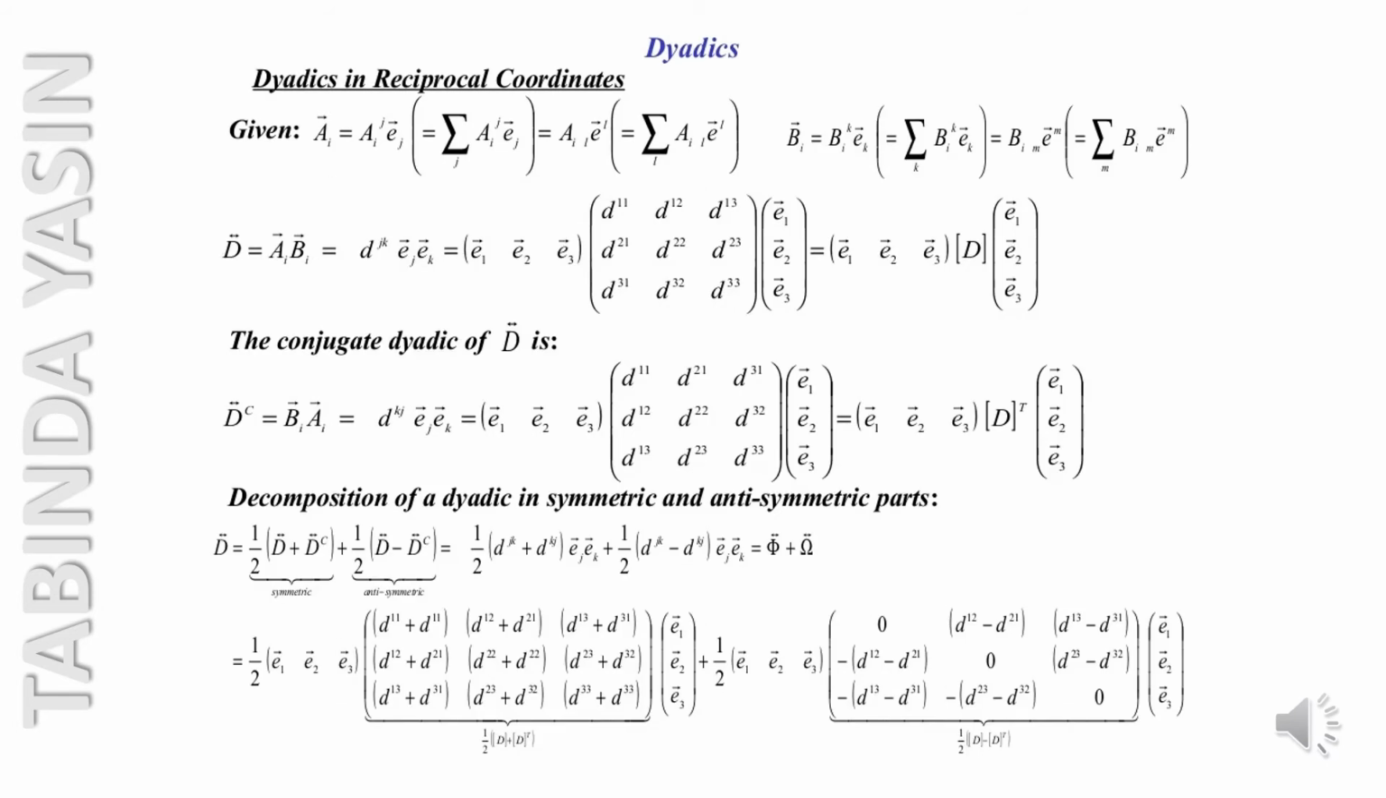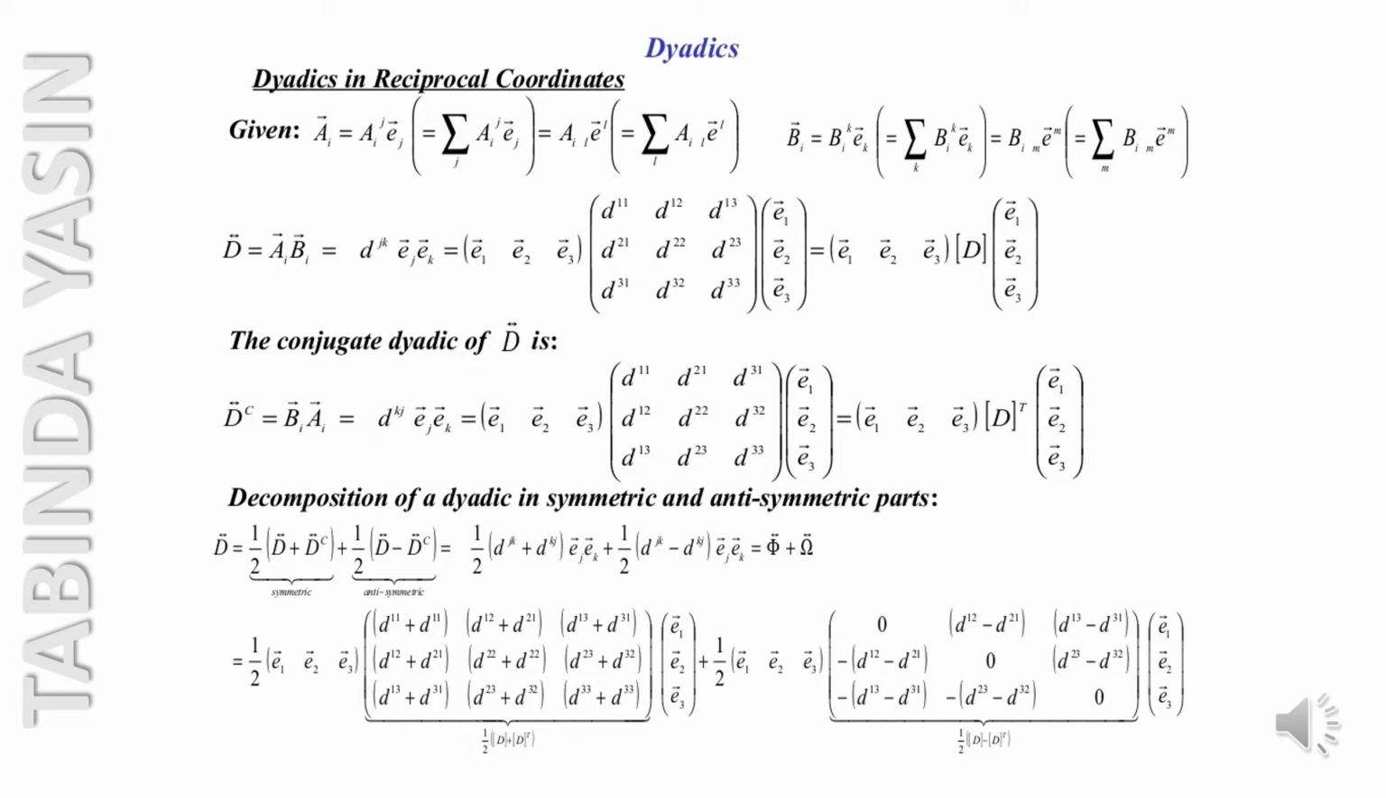Now another value is given as ai is equal to aij ej, that is the summation over j of aij ej, that is equal to ai el, which is the summation over j of aij ej. Then bi is bik ek, that is the summation over k of bik ek, that is equal to bi em, bim em, is equal to the summation over m of bim em, and the dyad is equal to ai bi.